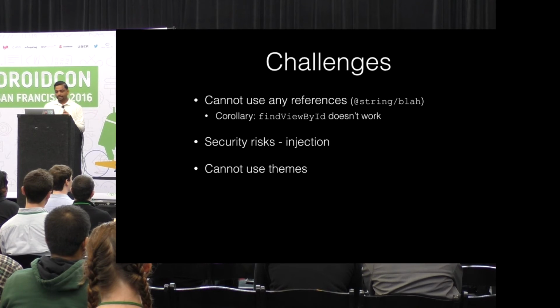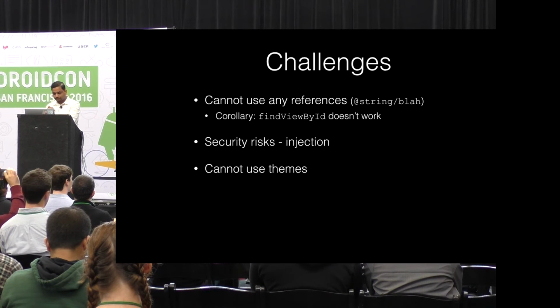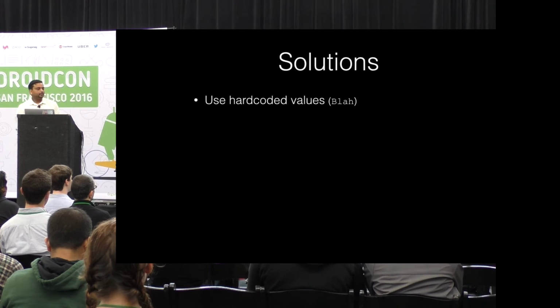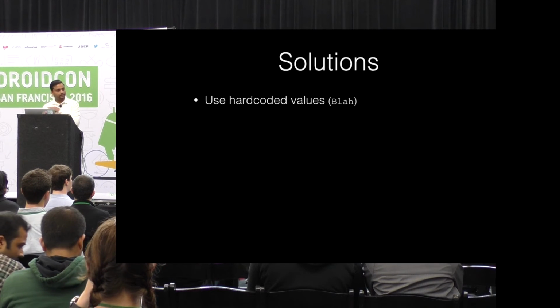And there is yet another challenge right now, which is we cannot use themes. So style equals blah, that doesn't work. We have some solutions or answers to some of the questions. One is don't use @color/blah, hard code the colors, hash ABCD.